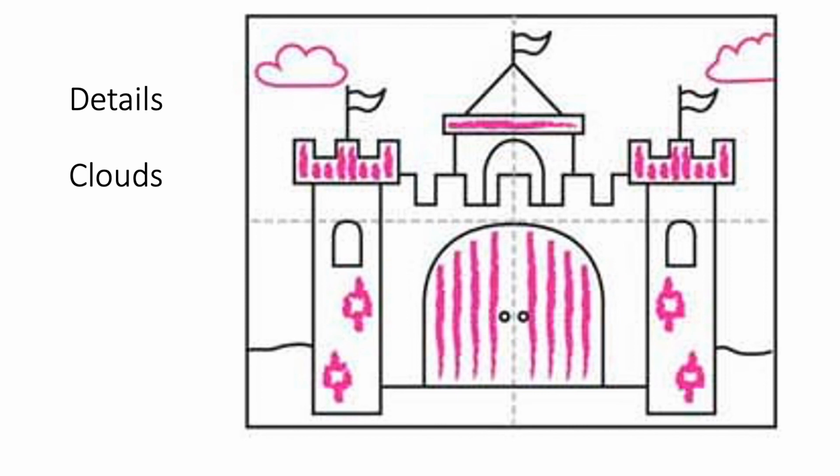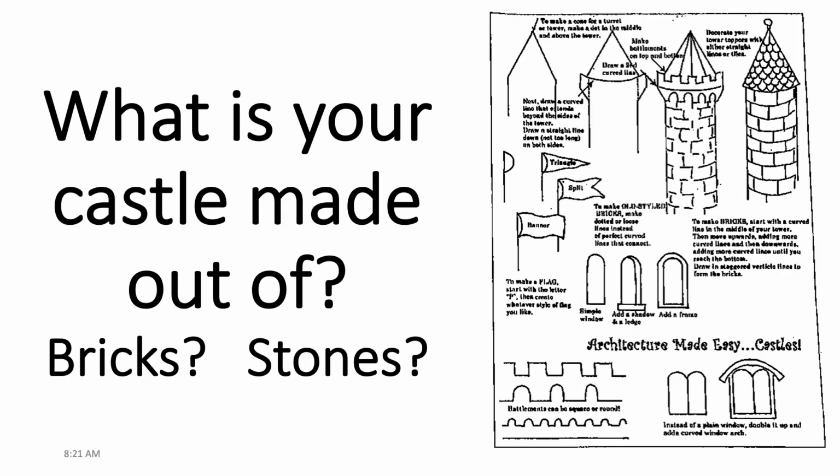Now we're going to be adding embellishments or details and also some clouds. Do you see how the door looks like wood now and the towers look like brick or stone? Let's talk about that. What is your castle made out of? Bricks or stones? Look at some of these windows. You can add that to your details of your windows.